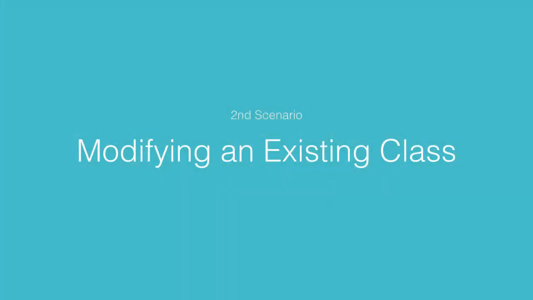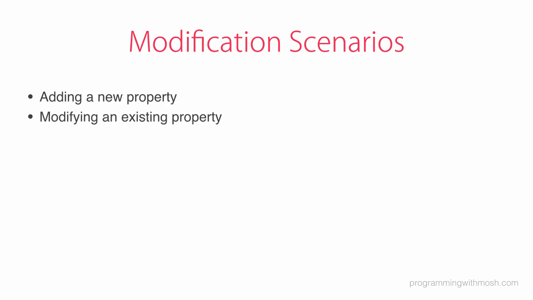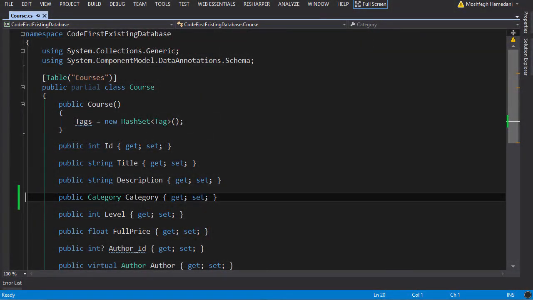In the last lecture, we looked at the first migration scenario, adding a new class to our model. Now in this lecture, we're going to focus on another scenario, modifying an existing class. So I'm going to show you three kinds of modifications: adding a new property to a class, modifying an existing property, and deleting an existing property. So here in the course class, I'm going to add a new property called datePublished.